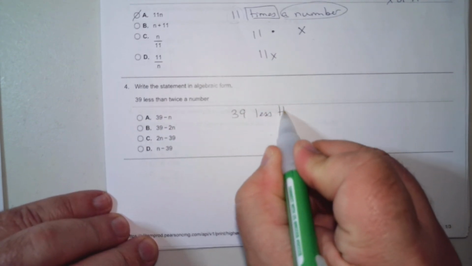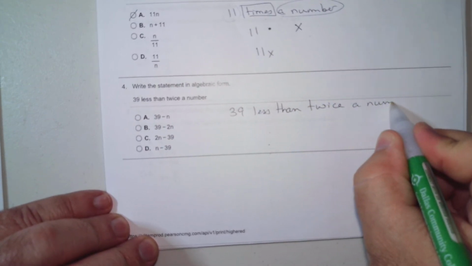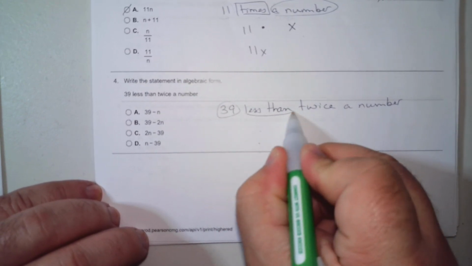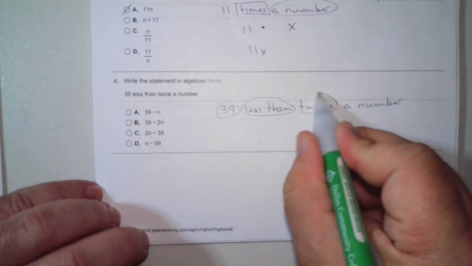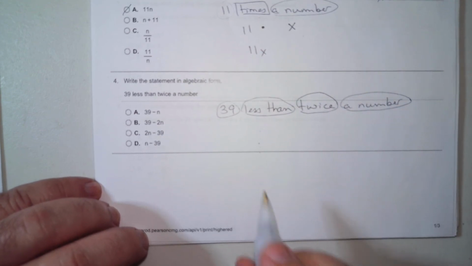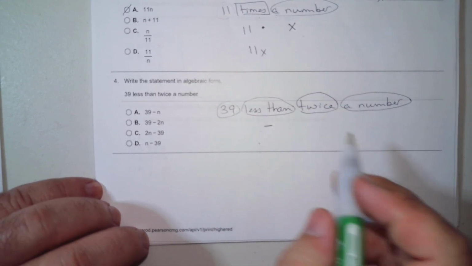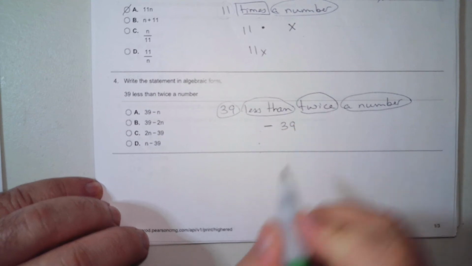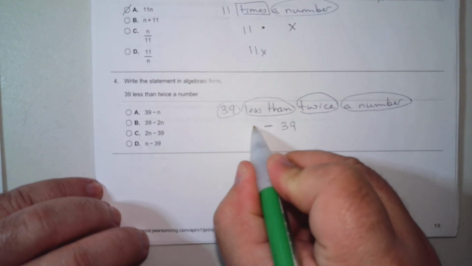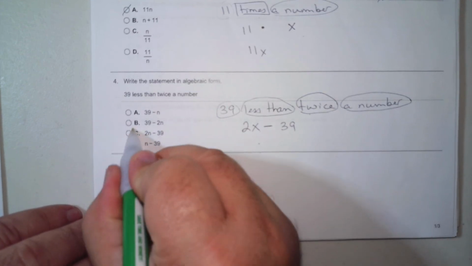$39 less than twice a number. Let's go. So we have 39. Less than is an operation. Twice is an operation. A number. So since it says less than, it's a minus problem. And because it's minus this number, whatever the number we have, we're taking 39 away from it. Twice a number. So it's 2x. So 2x minus 39.